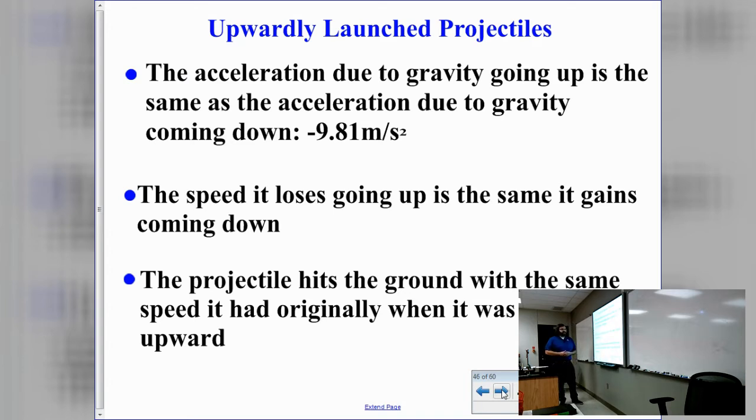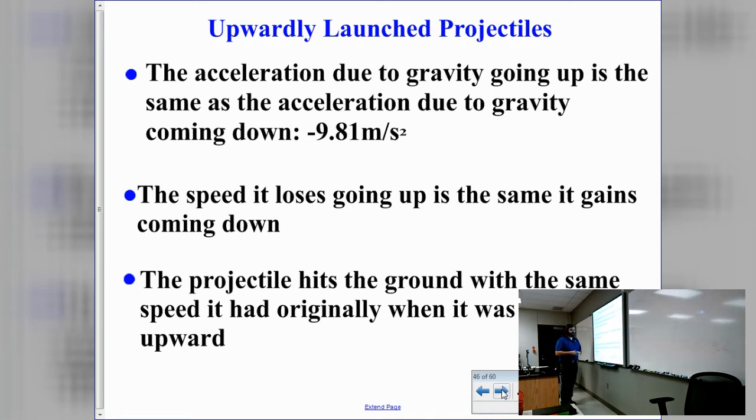Here are some things to watch out for when you're doing vertically launched or upwardly launched projectiles. The acceleration due to gravity is going up and it's coming down. When the object is going up, it's being slowed down by gravity, and as it's coming back down, it's being accelerated again by gravity, speeding up. But the whole entire time, it's negative 9.81 meters per second squared.